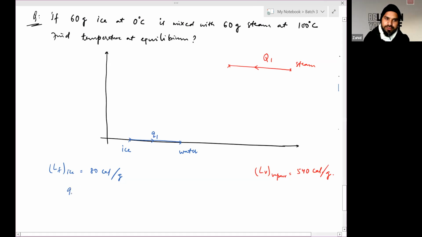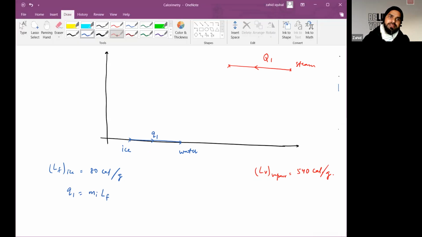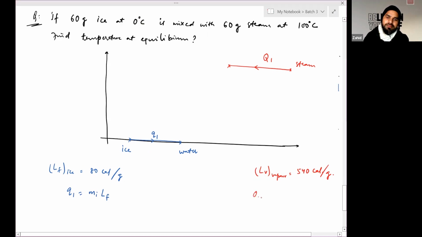Small q1 will be the latent heat of fusion: mass of ice times latent heat of fusion. And capital Q1 will be the latent heat of vaporization: mass of vapor times latent heat of vaporization. Just put the values of these two parts and try to find small q1 and capital Q1.